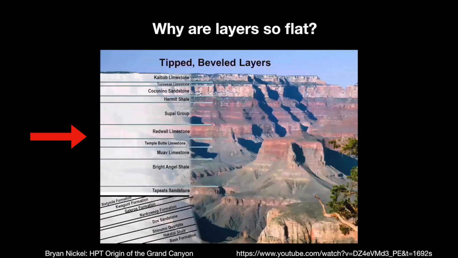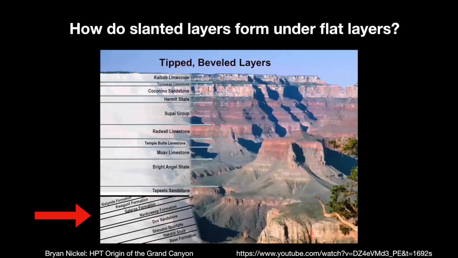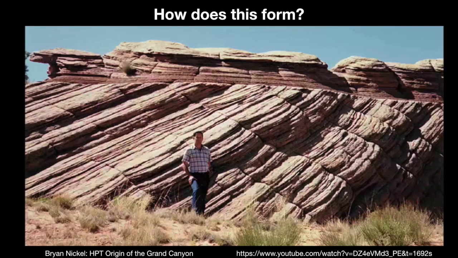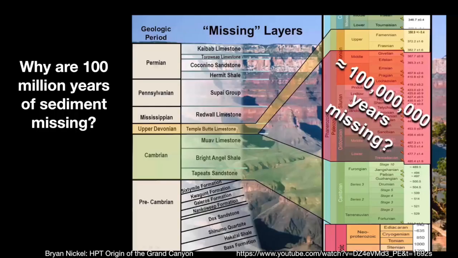How do you get real flat layers? It's like somebody put a plumb line down and just built it up, just perfectly straight. And why isn't there any erosion between them? How do you get slanted layers underneath flat layers? That's a real hard one for those evolutionists. And that's what you see, slanted under flat. And why are 7 of the 12 layers missing in the Grand Canyon? Let's say the first 5 got taken off, but what about those bottom 2? And then why are there millions of years of evolution missing?